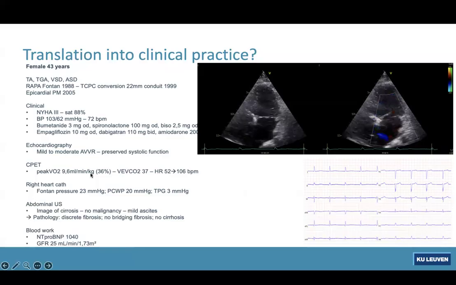If I put her on the bike, she did poorly, 36% of predicted. Her VE/VCO2 was a bit elevated, and she also had a decreased chronotropic response. She had a right heart cath, as she should have had: 23 millimeters mercury mean pulmonary pressure, a wedge pressure of 20 millimeters mercury with that systolic function, and a low transpulmonary gradient, I would say. Also, some signs of Fontan-associated liver disease, elevated BNP, and very poor kidney function. You can see the ECG there.